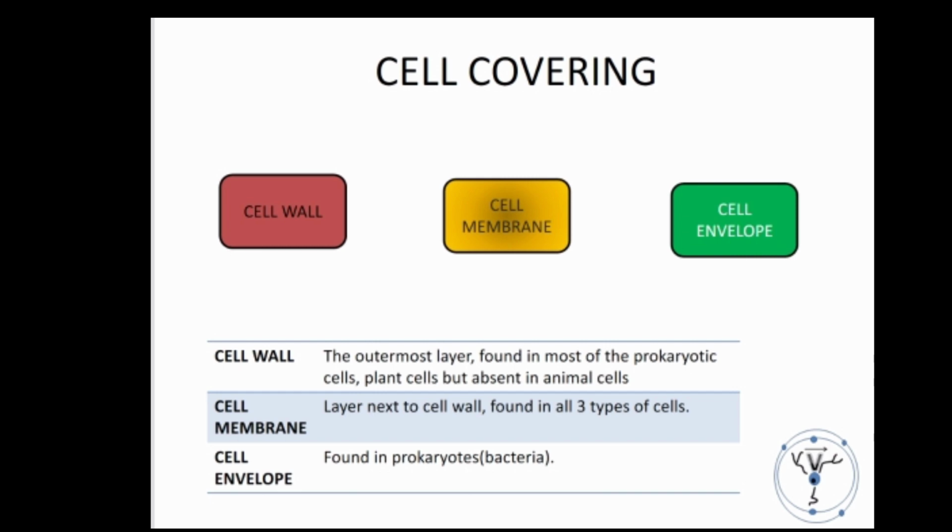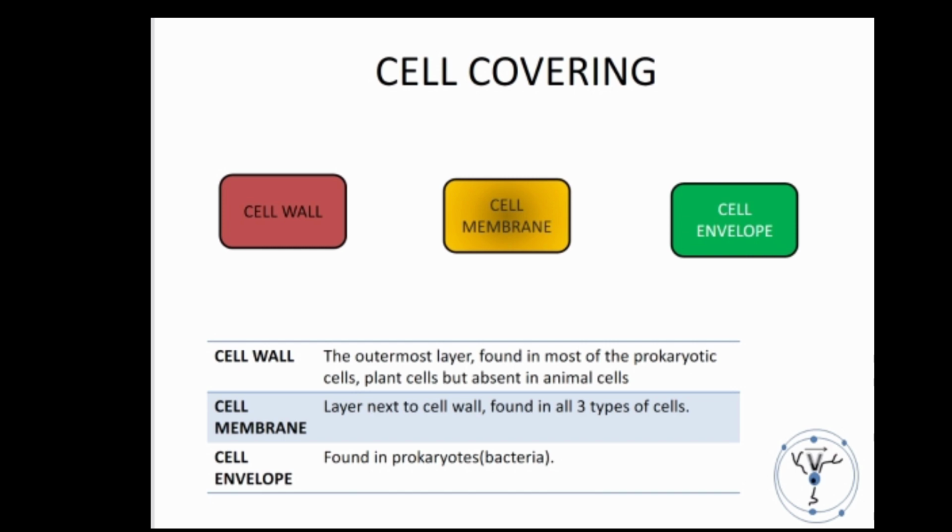Three major kinds of cell coverings have been found in the living world. One is cell wall. It is the outermost layer of the cell in case of many prokaryotic forms and in all the plant cells. The second type of cell covering is cell membrane. Cell membrane is found in lower forms, in prokaryotic forms, in plants as well as in animal cells. Animal cells lack cell wall, but they do have cell membrane.